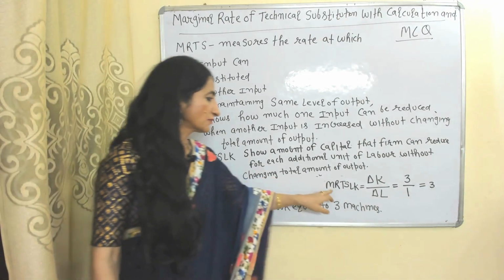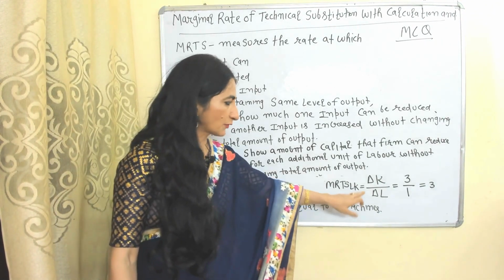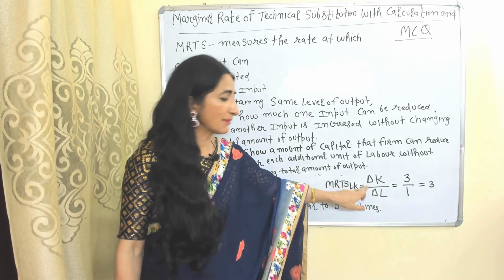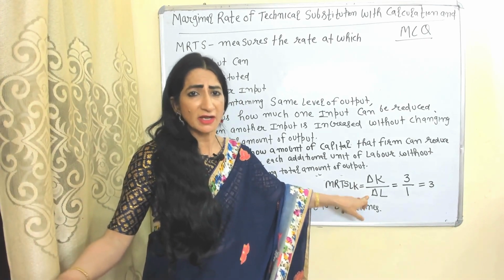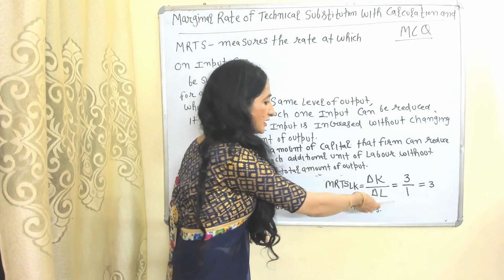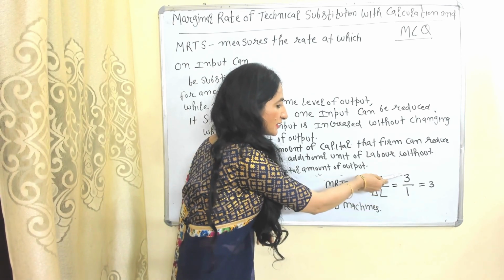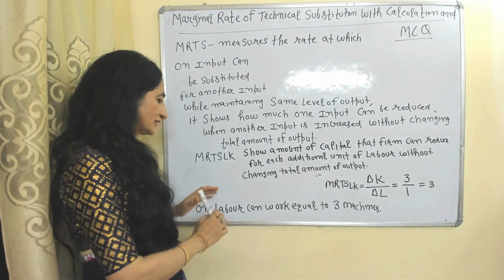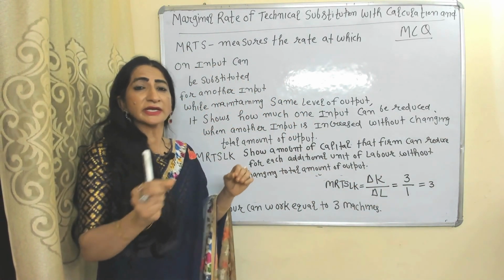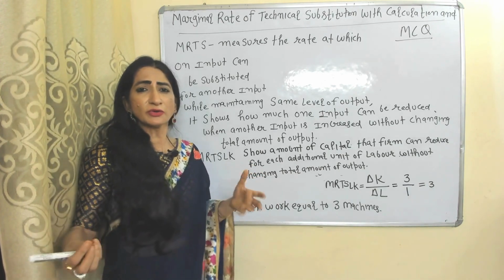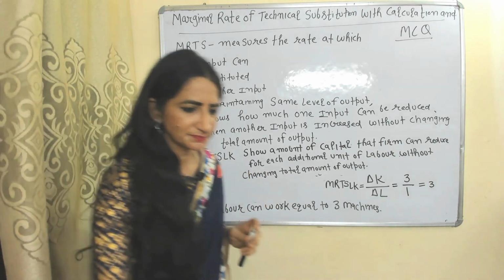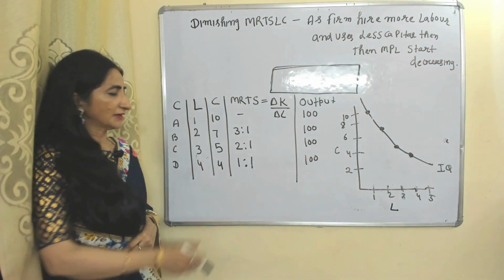And we can calculate marginal rate of technical substitution of labor for capital as delta K over delta L. Delta K means change in capital, delta L means change in labor. For example, if we increase 1 unit of labor but reduce 3 units of capital, it will be equal to 3. That means one labor can work equal to 3 machines, or you can say that one labor can work equal to 3 capitals. Now we'll see a table and diagram.